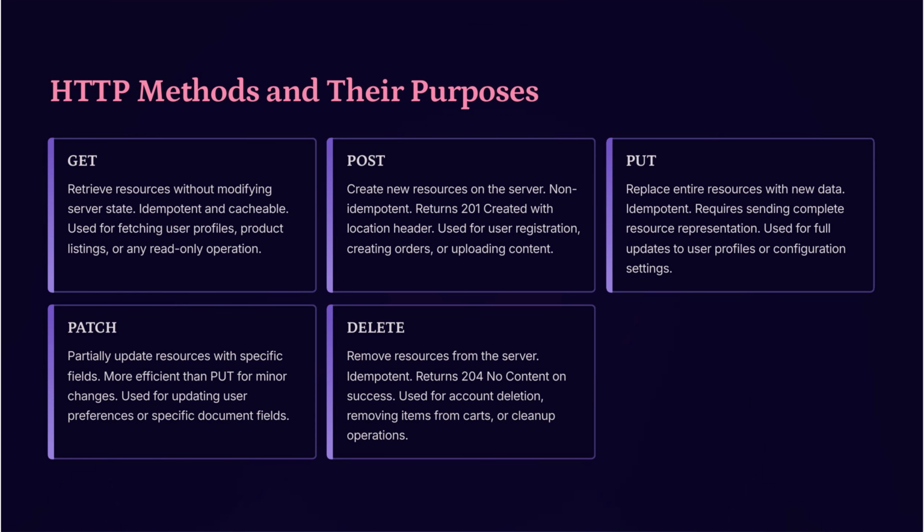HTTP methods define how clients interact with resources. GET retrieves data without altering server state, ideal for fetching profiles or listings. POST creates new resources like user registrations. PUT replaces entire resources, while PATCH updates specific fields. DELETE removes resources, useful for account deletions. Each method serves distinct purposes, ensuring efficient and predictable API interactions.